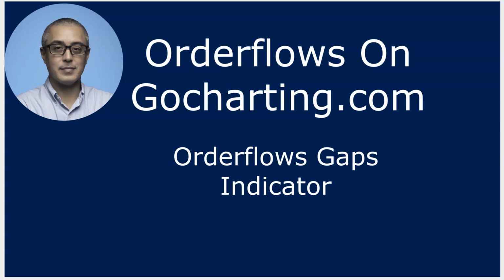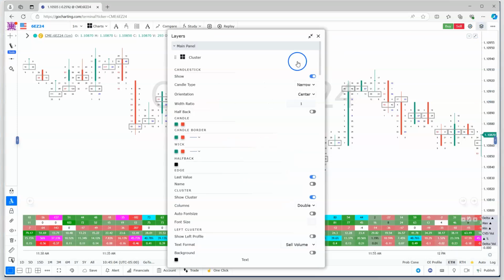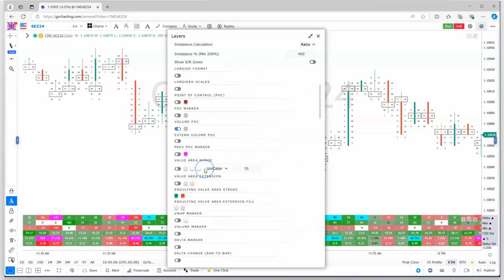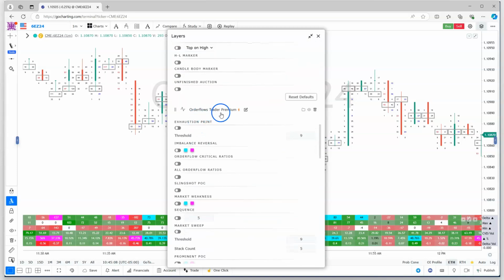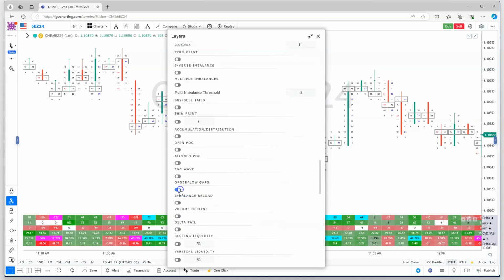This video is part of a comprehensive video series showing you powerful tools that you now have available at your trading fingertips. In this video, I'm going to be discussing the Orderflows Gaps indicator. The Orderflow Gaps indicator is part of the Orderflows Trader Premium tool set. After you add the Orderflows Trader Premium, you're going to scroll down, find the order flows gaps and enable it.